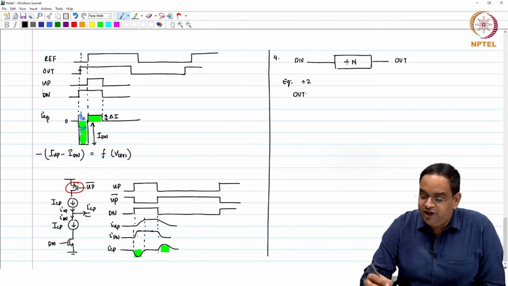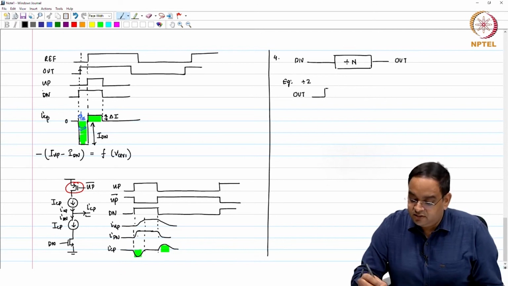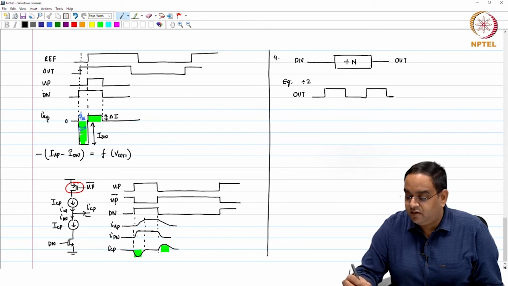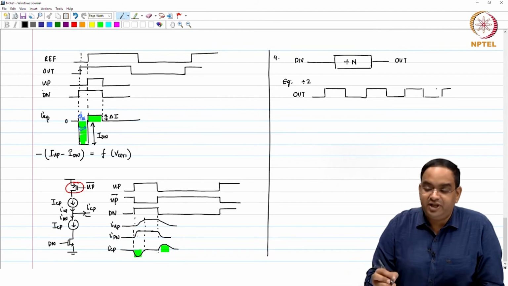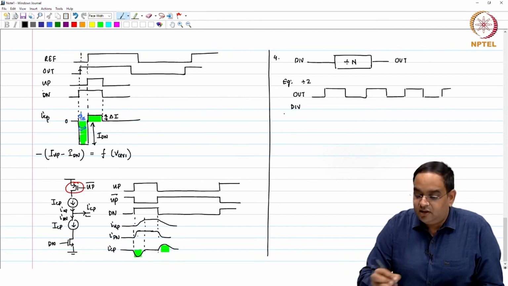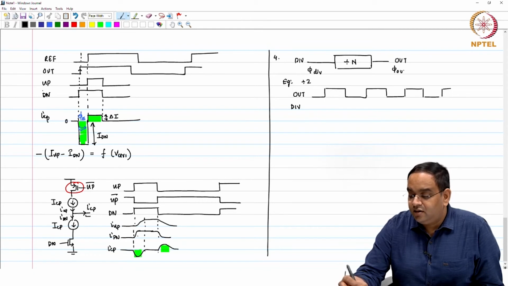So, if my output frequency is something like this, ideally, the way I have been using it, I write that phi div is nothing but phi out by n and so on. The assumption I am making is that as soon as I get a rising edge, I start getting the divided clock, and my divided clock is something like this.